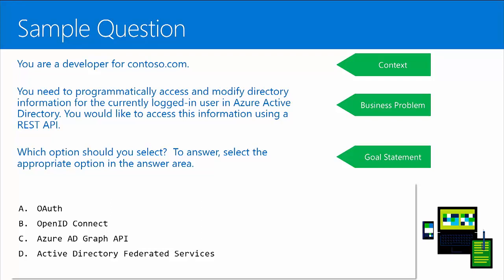This one is not too bad because we know that while we could connect and authenticate people, if we actually want directory information about them, we would have to use the Graph API to handle this. OAuth and OpenID Connect allows us to actually authenticate the person, and it can bring some claims back, but if we want to get after the directory information, we would have to use Graph API. Active Directory Federated Services allows us to do some federation if we want to require people to log in and do federation between our own premise identities and Azure Active Directory.